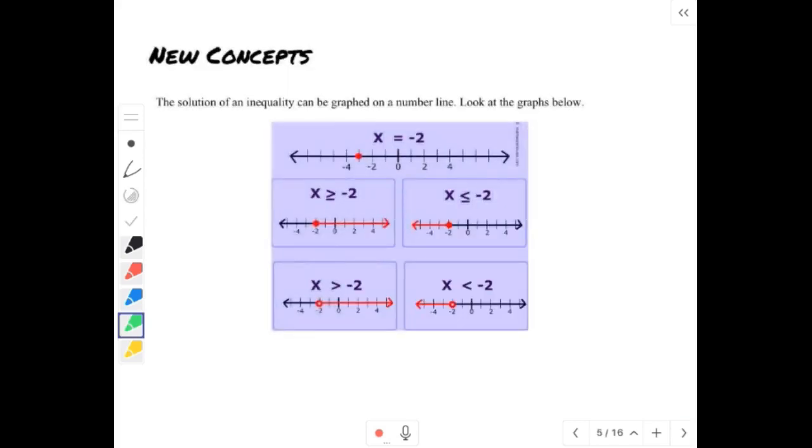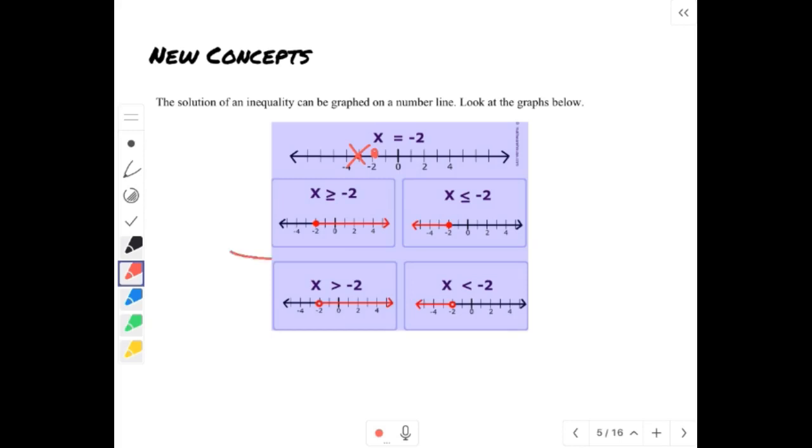And then the last thing that's going to be a new concept for us today is graphing these inequalities. Our inequalities, when we're only dealing with one variable, are graphed on a number line. You can see the different examples here. We have x is equal to negative 2, even though that's not on the right spot. So x is equal to negative 2. Then we have x is greater than or equal to negative 2.